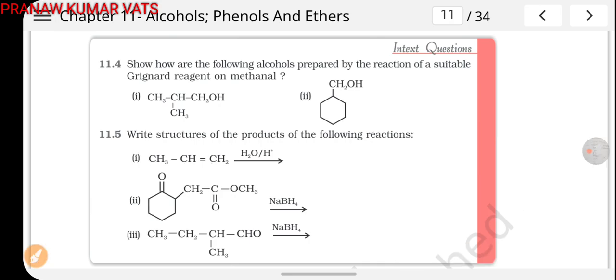So hope you have understood the in-text question and preparation of phenol. Now you have to learn the method of preparation of phenol and again try to solve these in-text questions. In the next video, we'll discuss some properties of phenol like acidic strength of phenols, what is the effect of substituents on acidity of phenols. We'll compare the acidity of alcohol and phenols. Thank you.